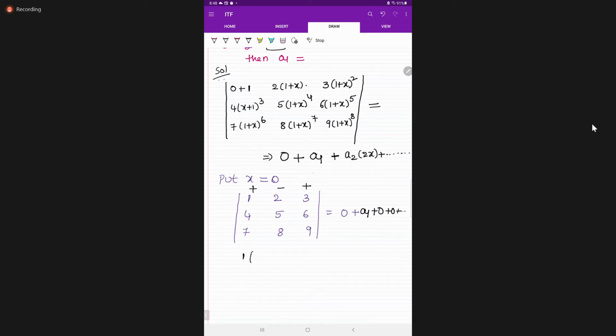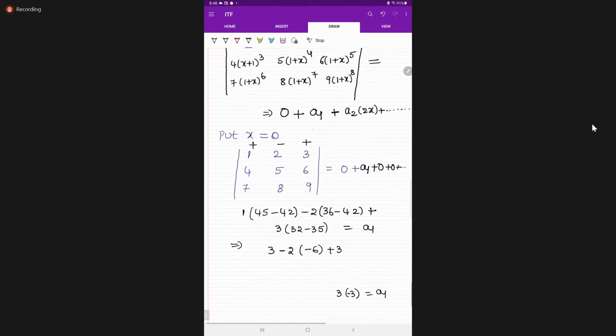What is this answer, students? 45 minus 42 minus 2 into 36 minus 42 plus 3 into 32 minus 35, which is equal to a1. Students, respond. What answer will you get? It will be 3 minus 2 into minus 6, minus 6 plus 3 into minus 3, which is equal to minus 3, a1.